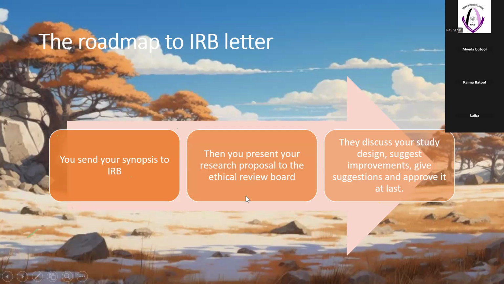So the IRB letter is what you're after. After the Institutional Review Board has approved your topic, they're going to issue a letter. That letter is your key to performing that research. That letter is your permission. This letter states that this individual or these individuals are eligible to perform this study in this institute. Okay, so this is the IRB.